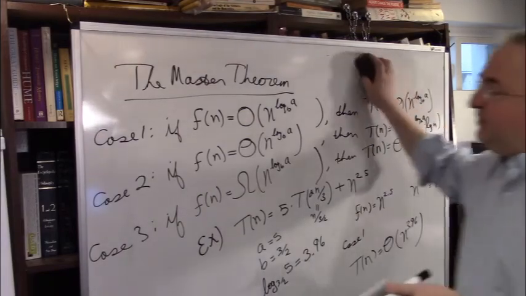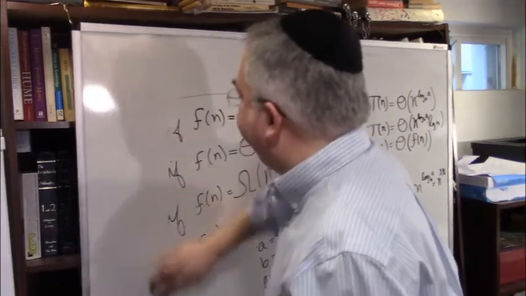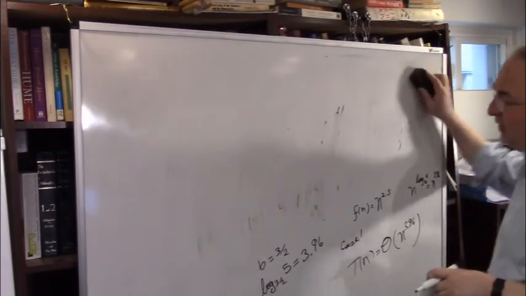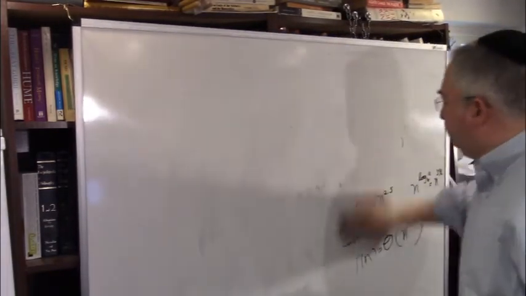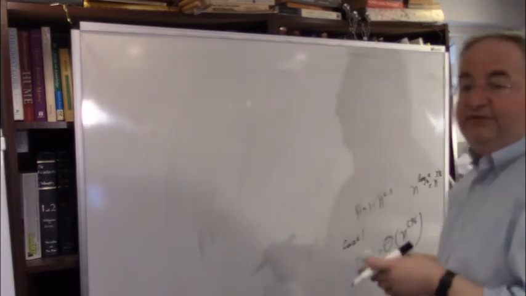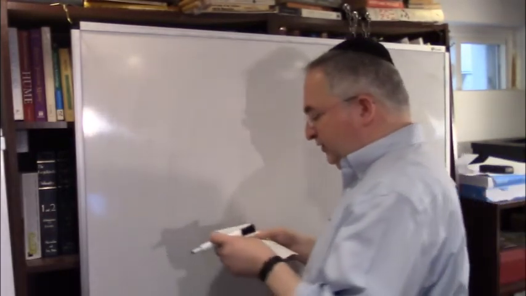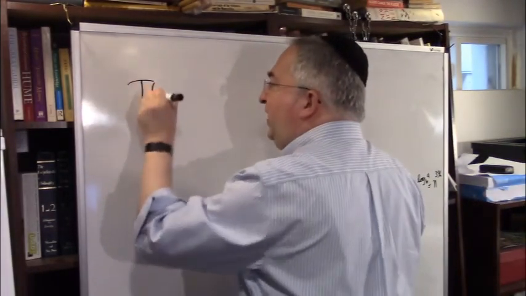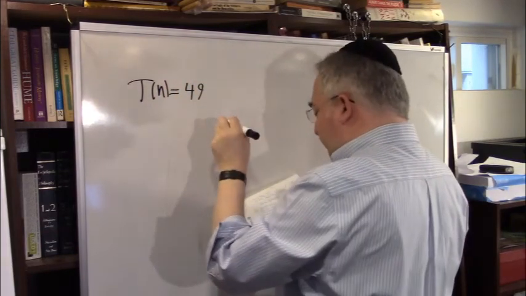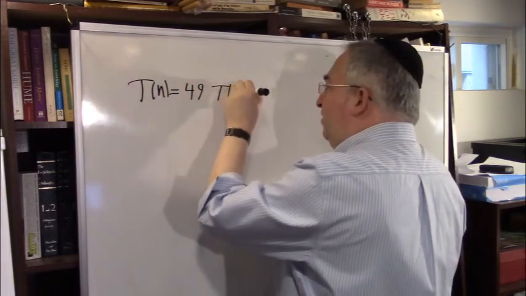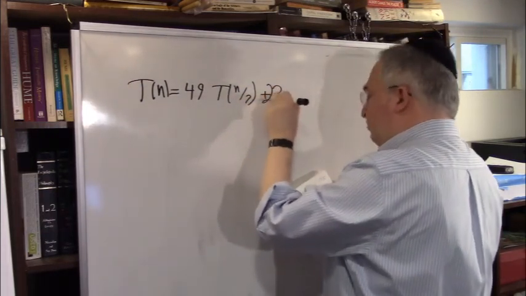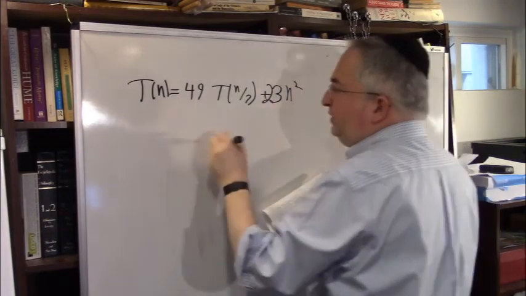Okay. The rest of the examples are pretty easy. I'm just going to do them a little bit quickly. And then for homework, there are 5 examples, and I gave you the answers to the homework. So, T of n is equal to 49 T of n over 7 plus 23n squared. Each one has 49 children.